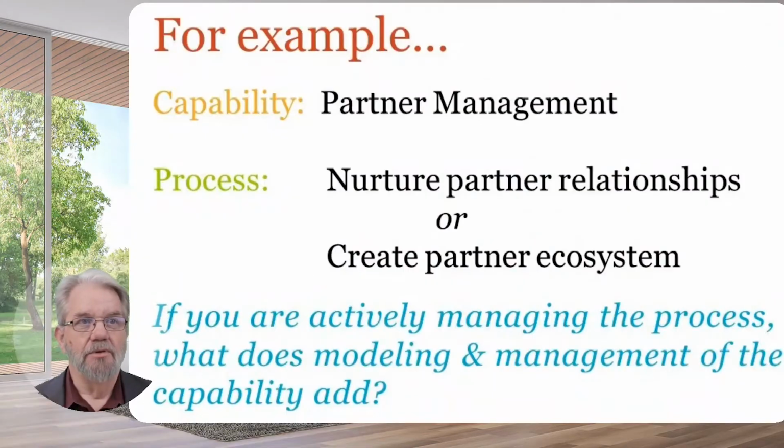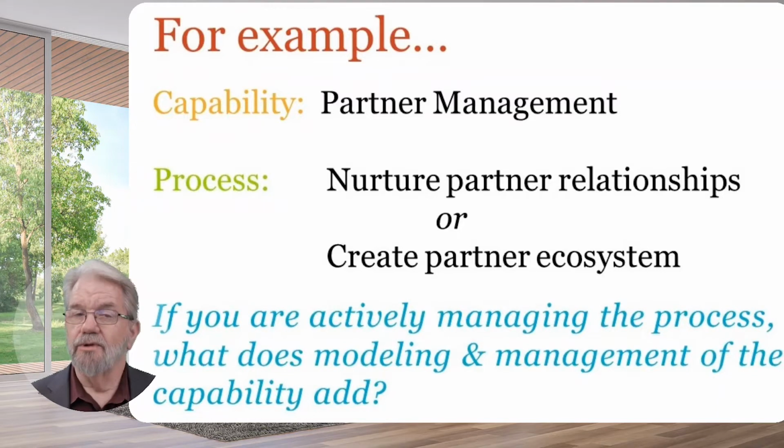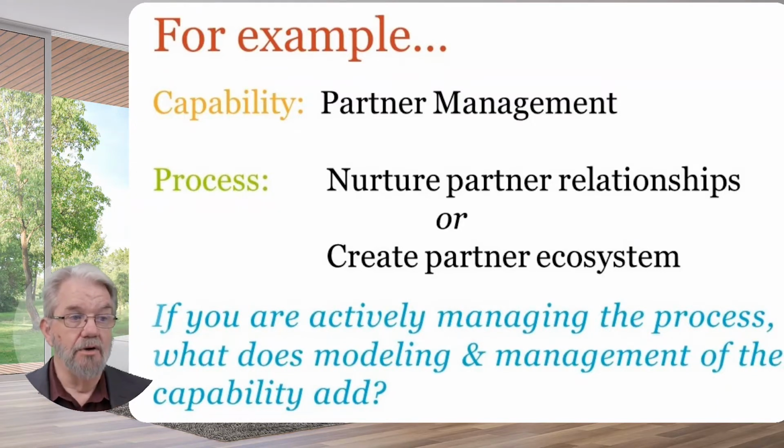So here's an example. You might say an organisation's got a capability called partner management. That's a pretty common capability you'll see in lots of capability models. The process view of that, though, in my terms, would be a process called something maybe nurture partner relationships, or maybe it's control or maintain partner ecosystem. So if we're managing, say, nurture partner relationships, actively managing it in the active process management terms that I outline in these videos, what would modelling and management of a capability add? I don't see it myself.